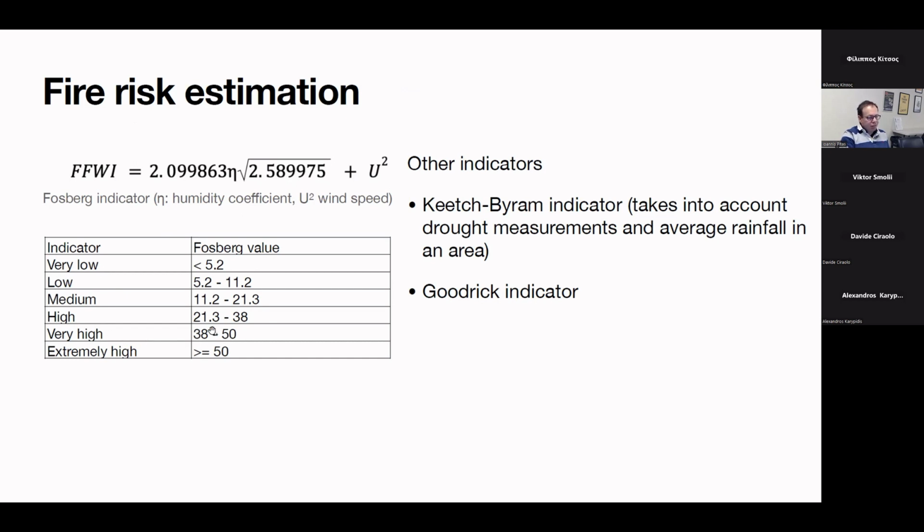when we have Fosberg values between 38 and 50. Other indicators are the Kids biome indicator, which also takes into account drought measurements and average rainfall in an area. So this means that we need to combine and integrate data that are available from other sources, not only from our sensor nodes, and take them into account in estimating the risk. And there is also another indicator which is called the Goodrich indicator. So all these different indicators can be used to estimate the risk of wildfire.